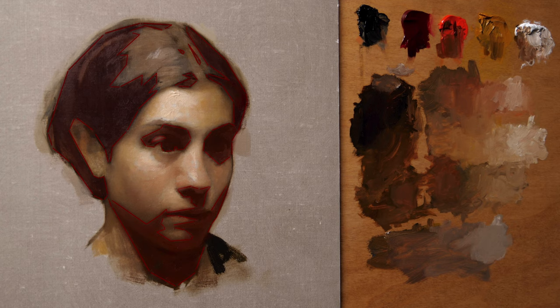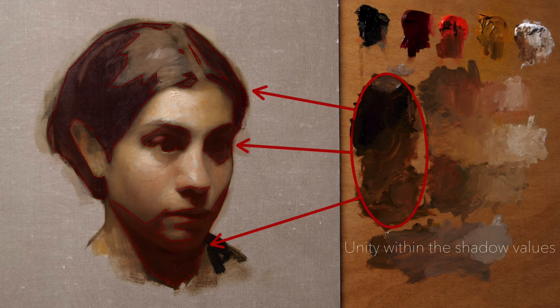By separating those two and organizing them, I have the basis and foundation for the values that I will later organize. It is important, though, that on each side of that divide, we have a relative degree of unity, more so within the shadows. I'm going to compress those shadow values because the range of value available to me on my palette is actually more narrow than the range of value available in nature.